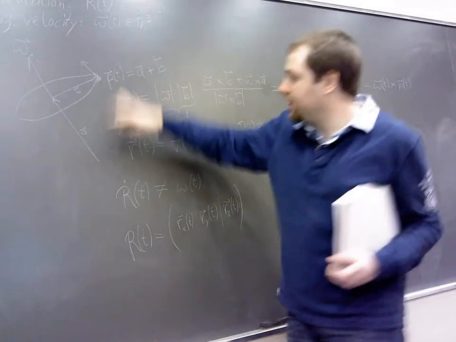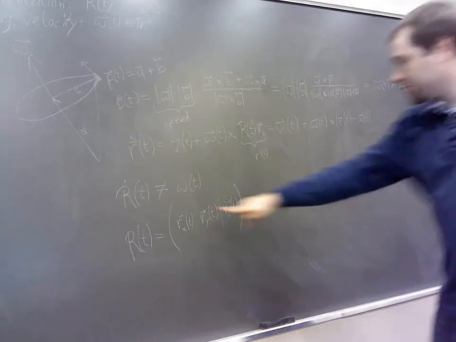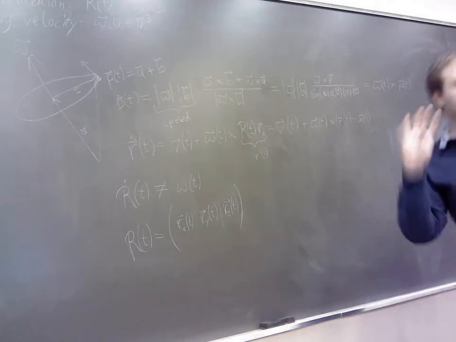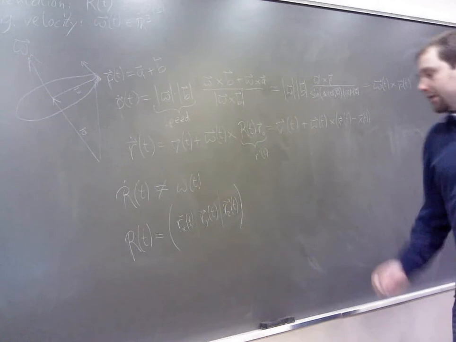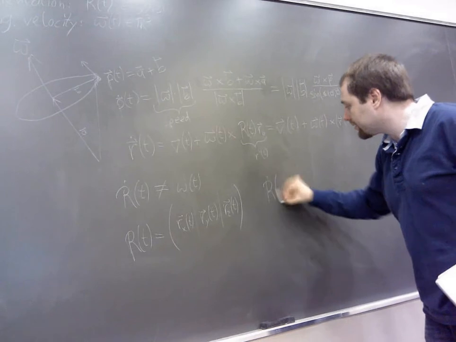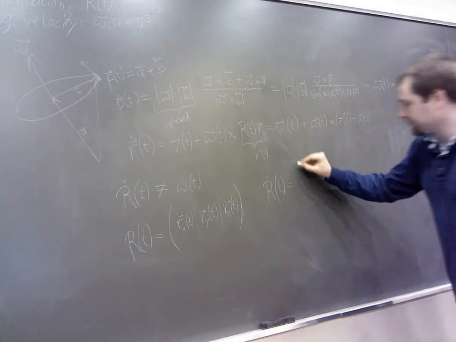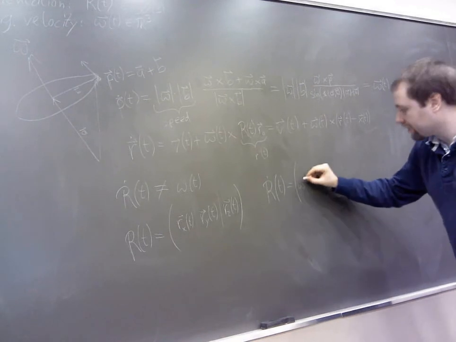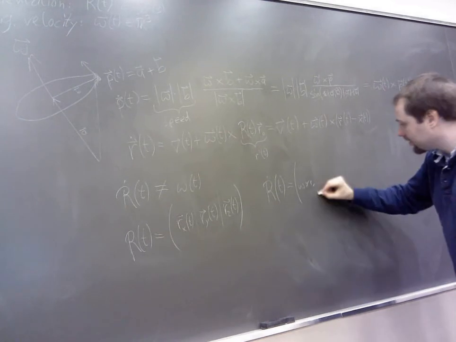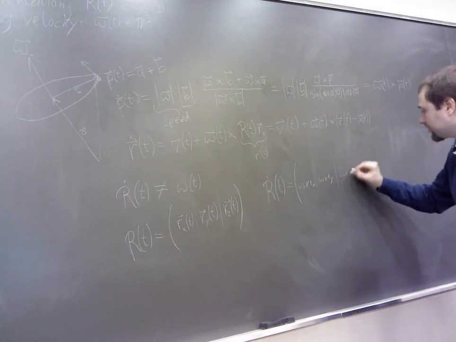And now thinking of this picture, these coordinate axes are basically just rotated by omega in the same way. So the time derivative is just the cross product: omega cross Rx, omega cross Ry, omega cross Rz.